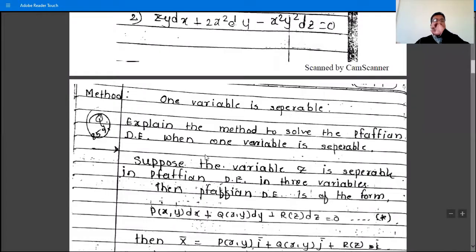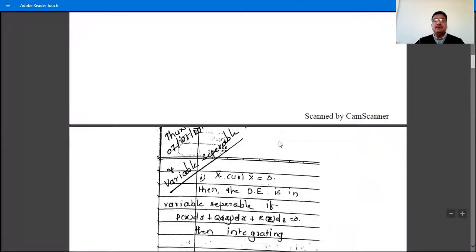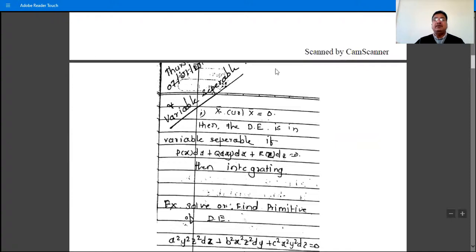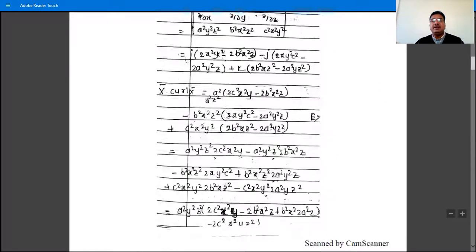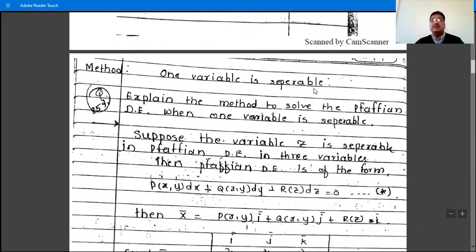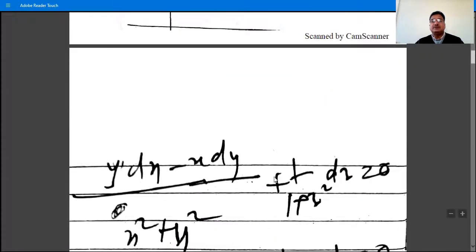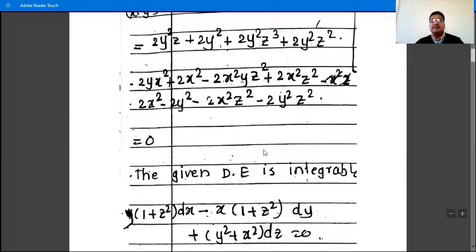Next type of Pfaffian differential equation: one variable separable. The previous type is variable separable, meaning all three variables are separated in these examples. The example of one variable separable is already covered before. What is that? The example is this. This is a one variable separable differential equation.